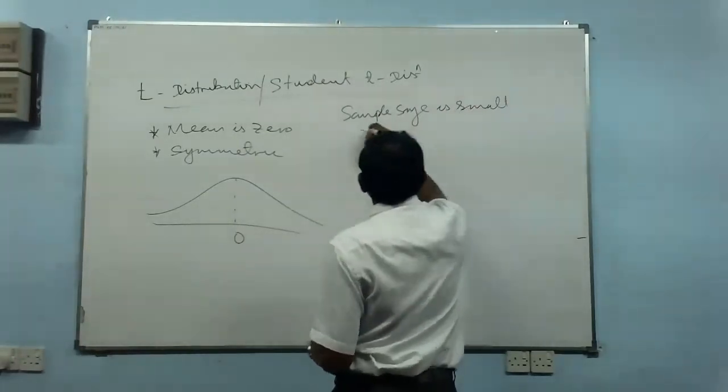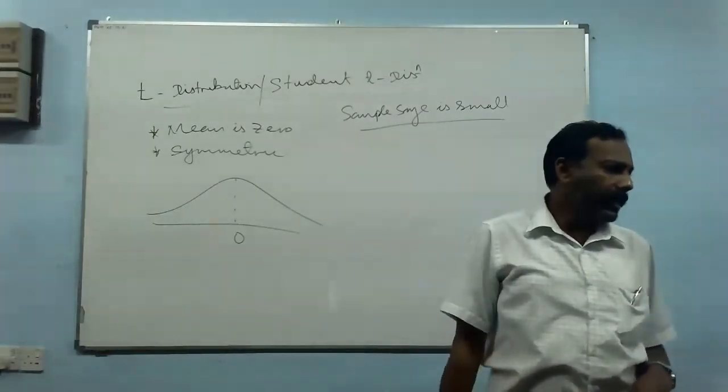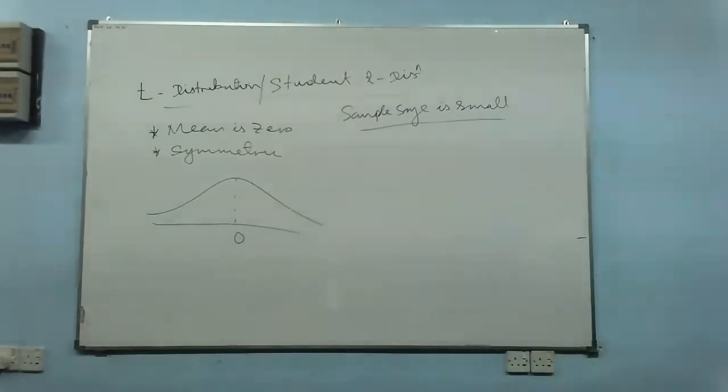If the sample size is small, then we go for T distribution, right? What are the other special characteristics of T distribution? Let's look at some of the characteristics of T distribution. Mean is 0.